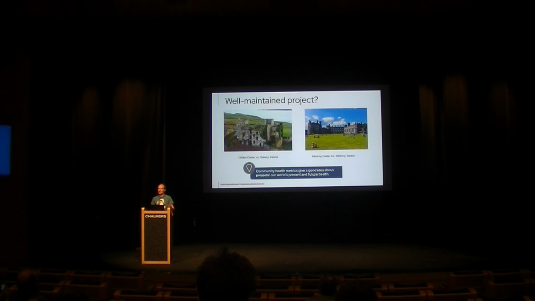It is connected to dependency selection in the way that you probably want to use a project that's well maintained, and you probably want to leverage dependencies that tend to be well maintained in the foreseeable future. Right? It's hard to predict, but I'm going to show some ideas of how we can at least try to do it. Because community health metrics really give a good idea about the project's past, of course, but also about the future.